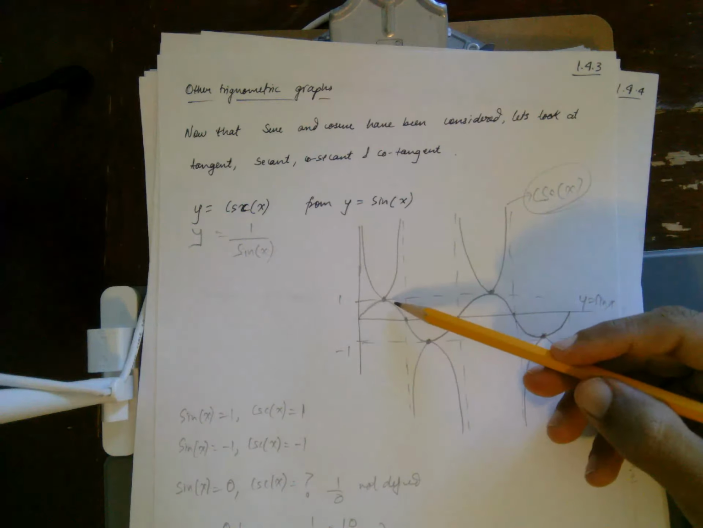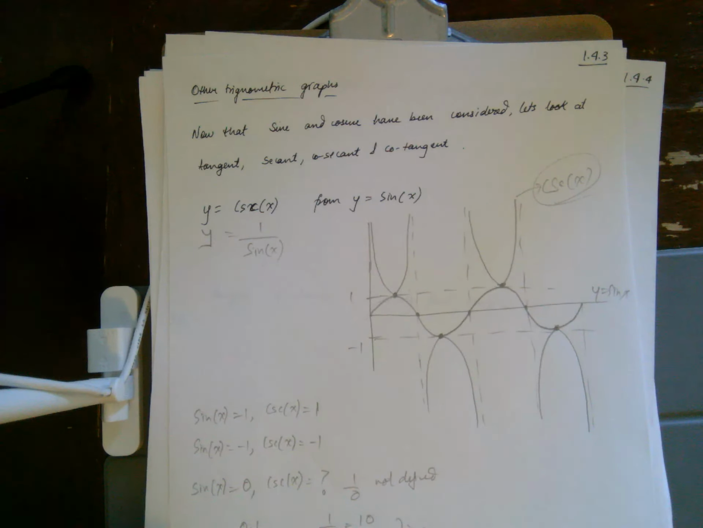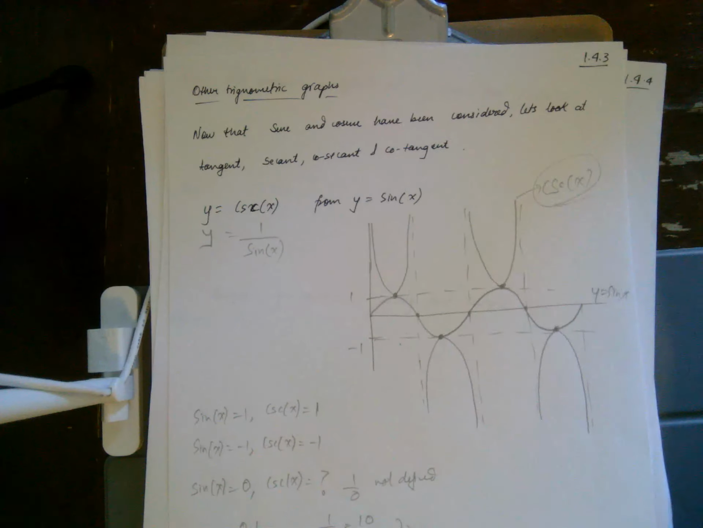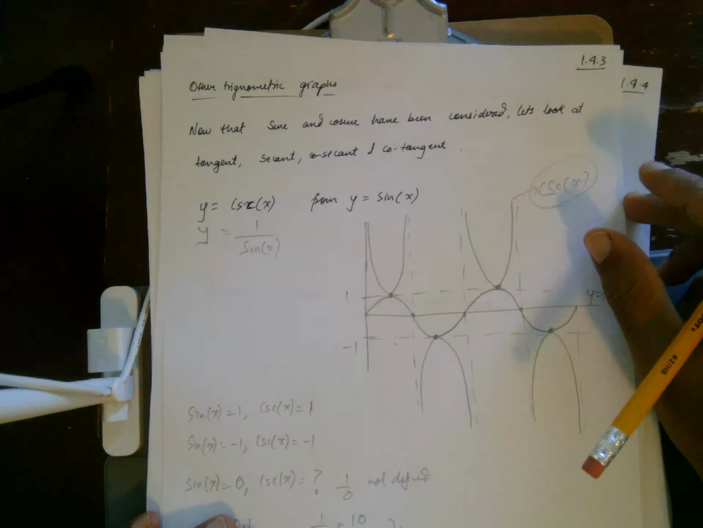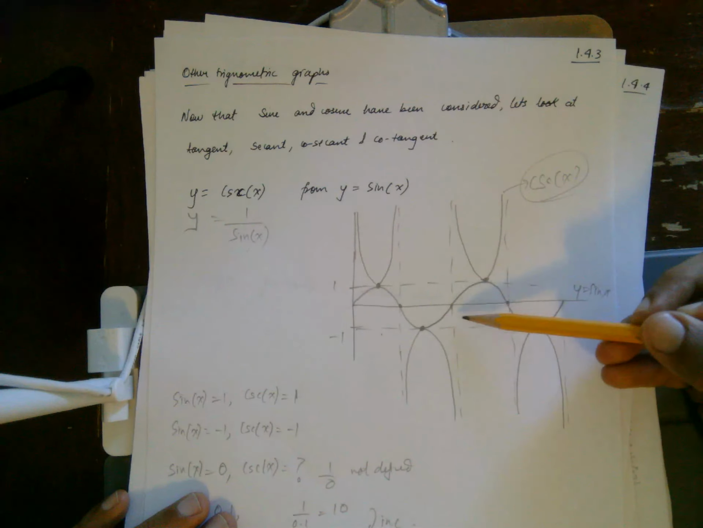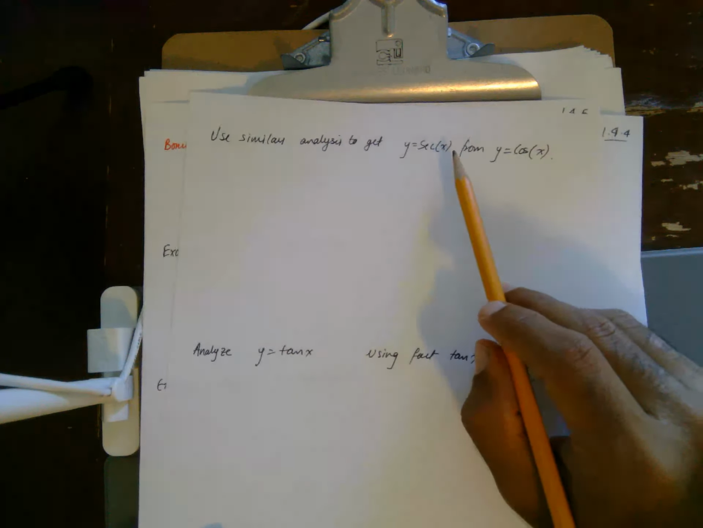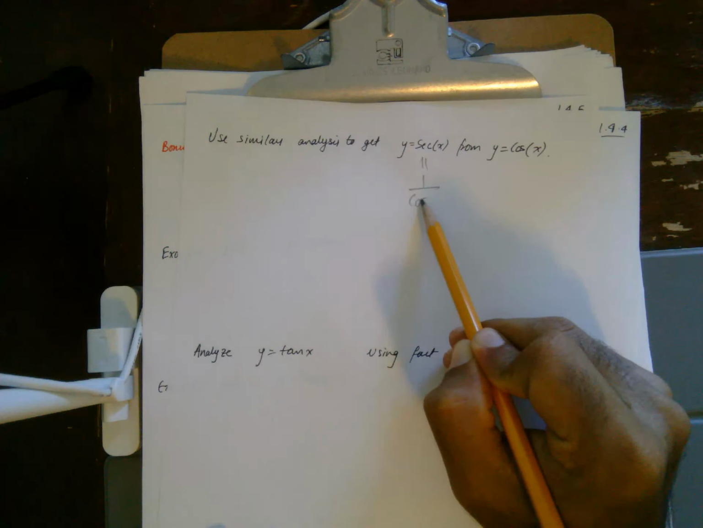So they can actually never be between 1 and -1, right? Their range is 1 to infinity and -infinity to -1. They are unable to take values between 1 and -1. Use a similar analysis to get a graph for secant x from cosine x. Remember, secant x is 1 over cosine x.